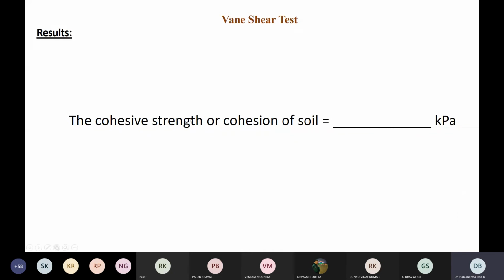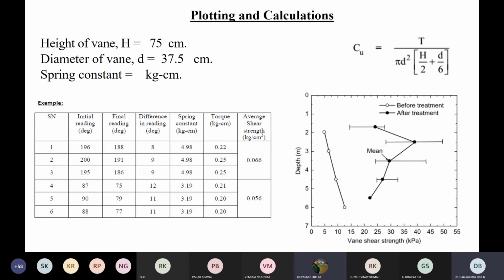So then ultimately, whatever the value you are getting, you report. Before treatment and after? So these I have taken from the net only. That means here what they have done is they have stabilized the soil. So before treatment means the raw condition or in situ soil, and it has been stabilized with some chemical, and after stabilization, how much is the improvement in strength?